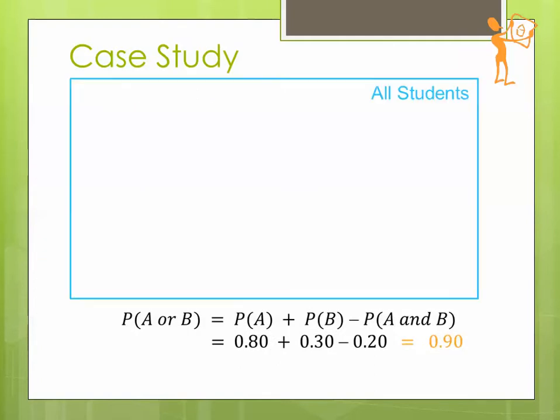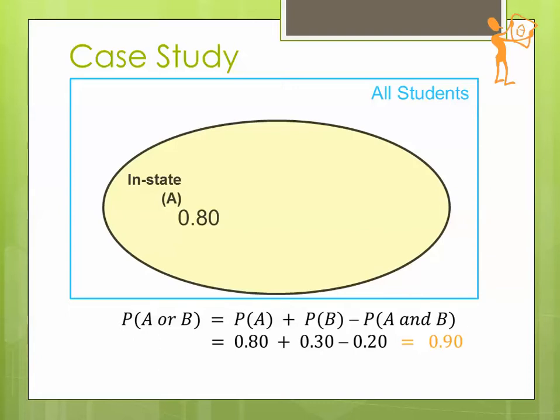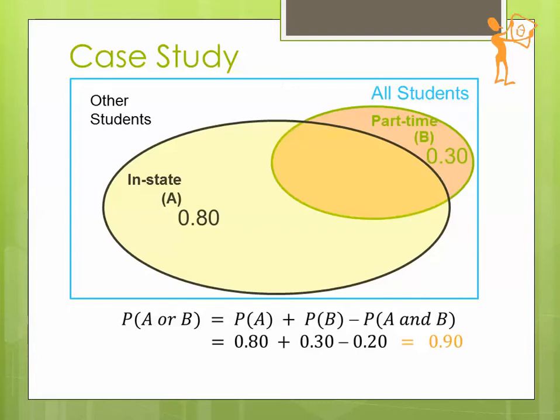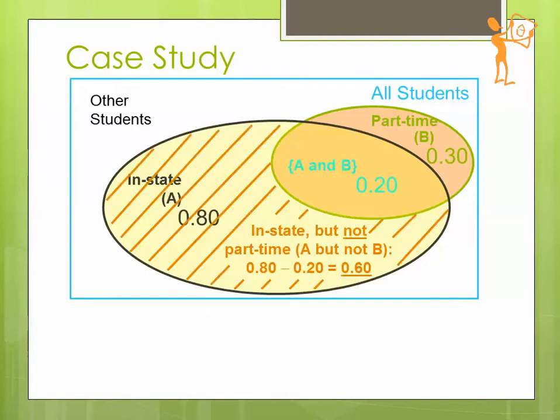So here's all students. There's in-state, there's part-time, and there's A and B. Notice if I didn't take out that double counting of A and B, I'd end up with a probability greater than 1, which should be a huge red flag anytime that happens. Now if we looked at in-state but not part-time, A but not B, that's this shaded part.